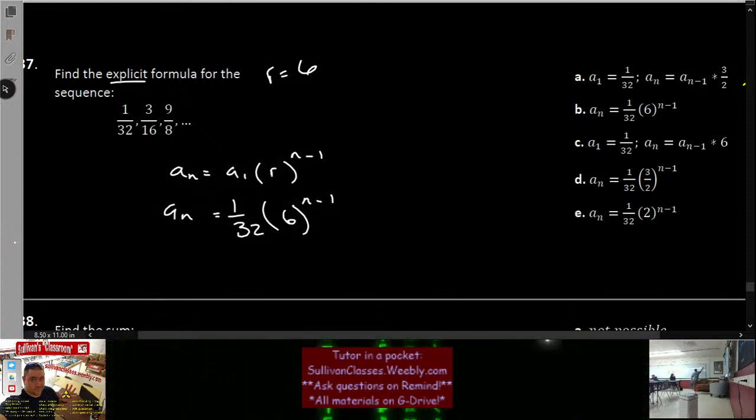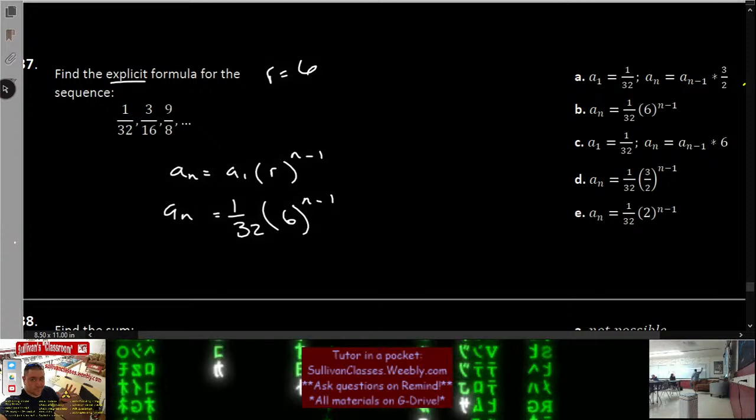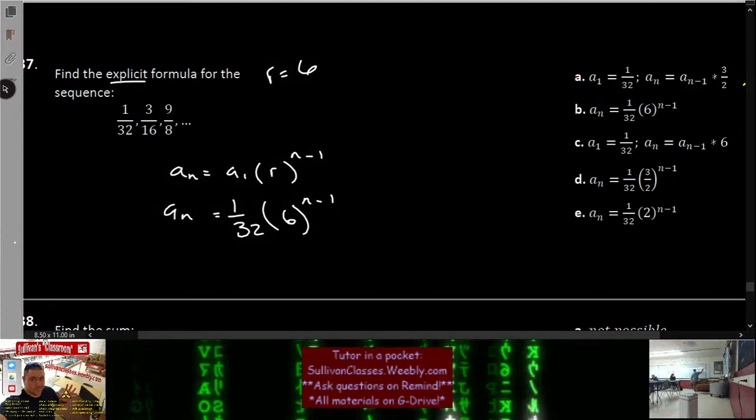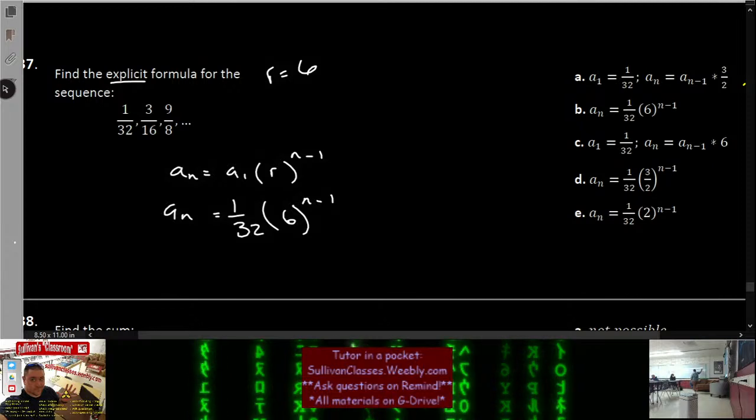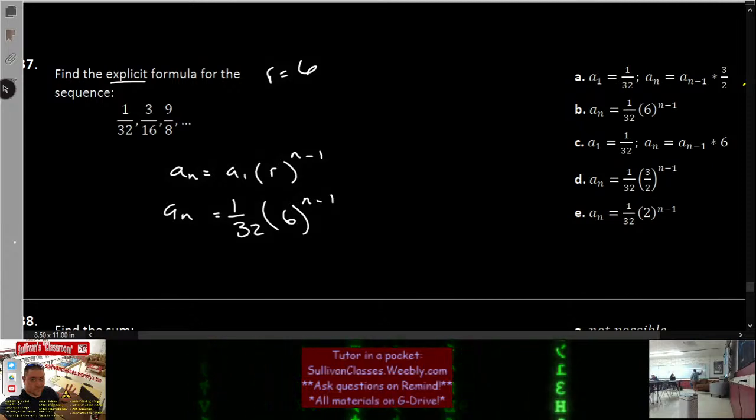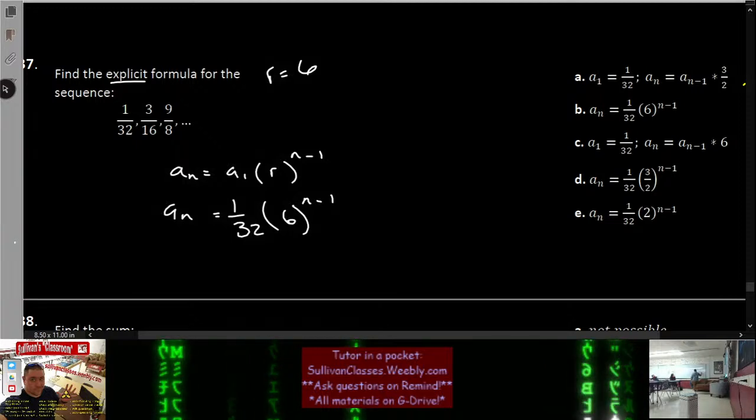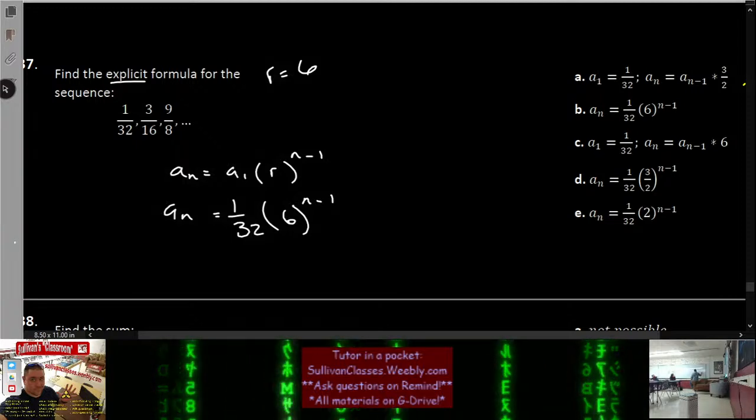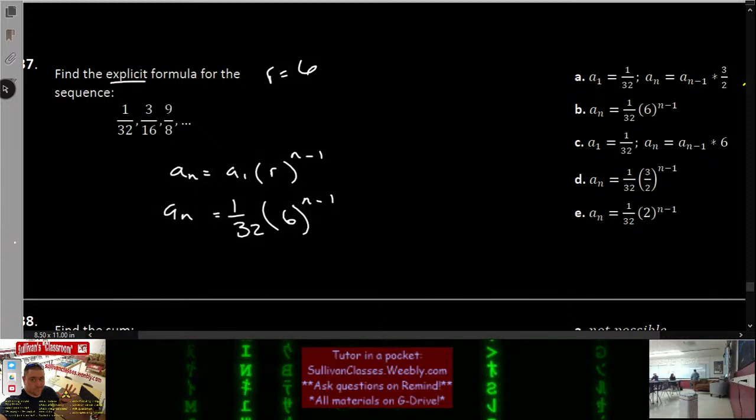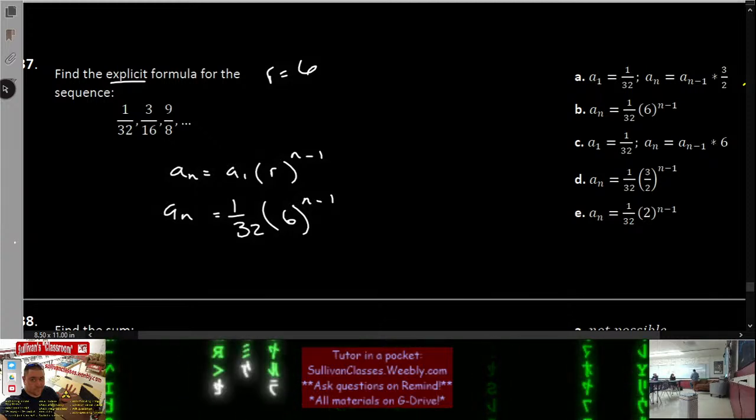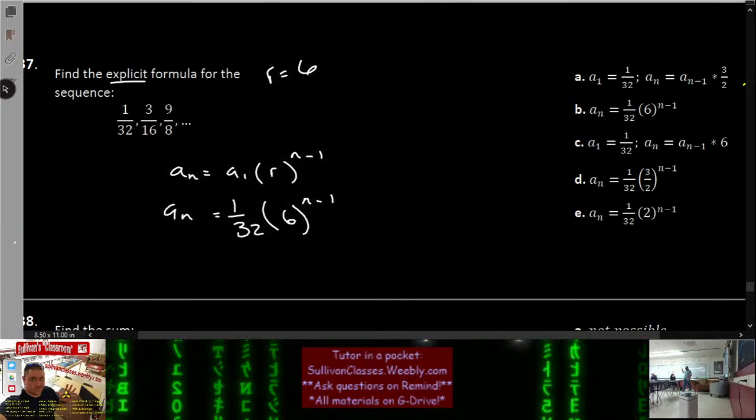We'll probably also need our sums. S sub n is, there was 2 of them. Actually, there was 3 because this one had infinite. So I'll have to go back and clean all this up.